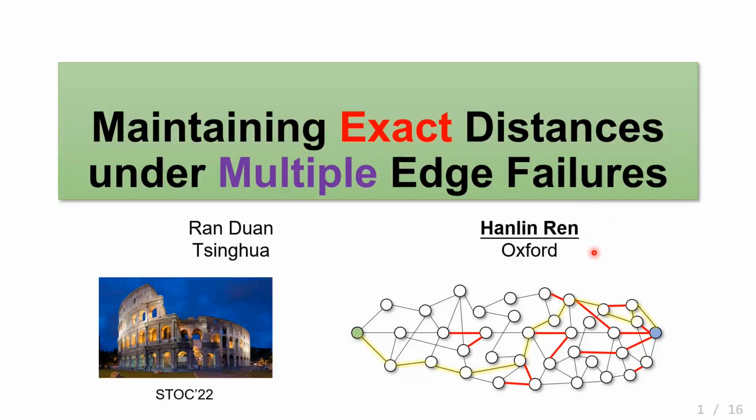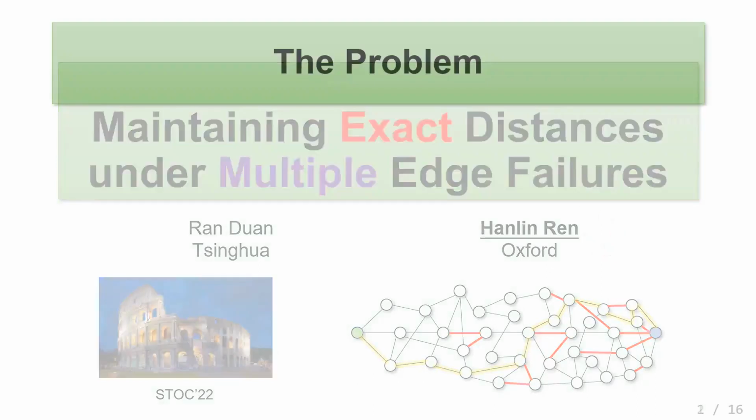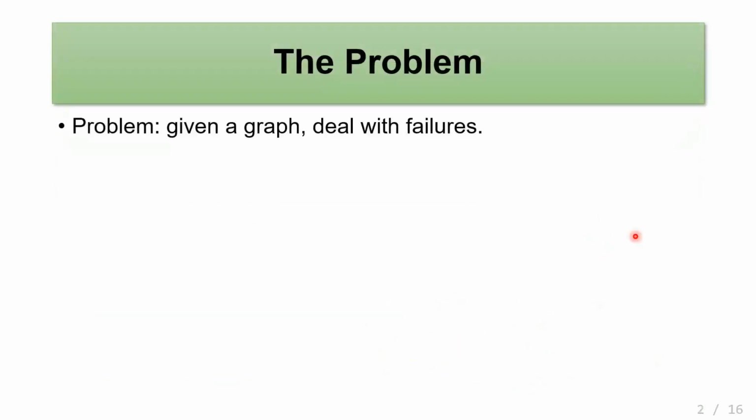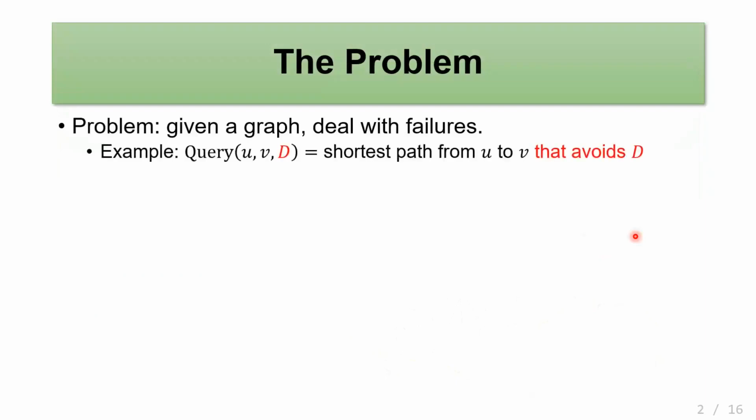Today I'm going to talk about my joint work with Duan from Tsinghua University on maintaining exact distances under multiple edge failures. So the problem is very easy to state. Given a graph, you want to deal with failures. In each query, you are given vertices u, v, and a set of failures d. You want to find the shortest path from u to v that avoids d.